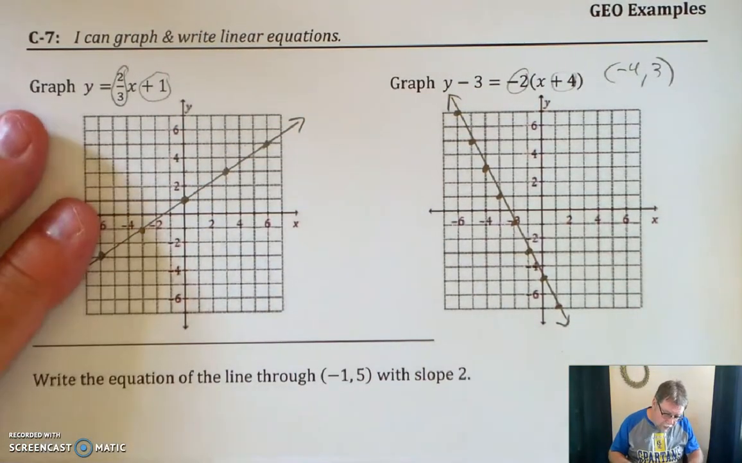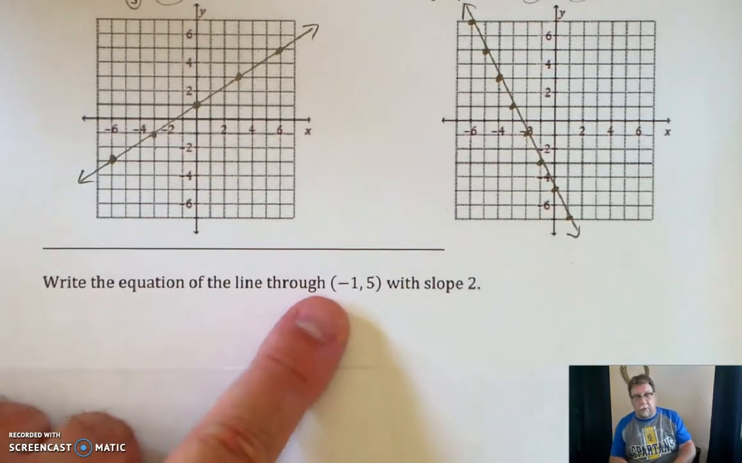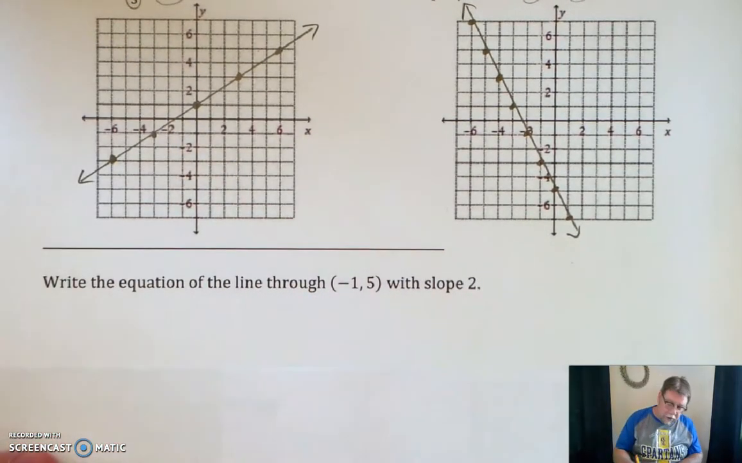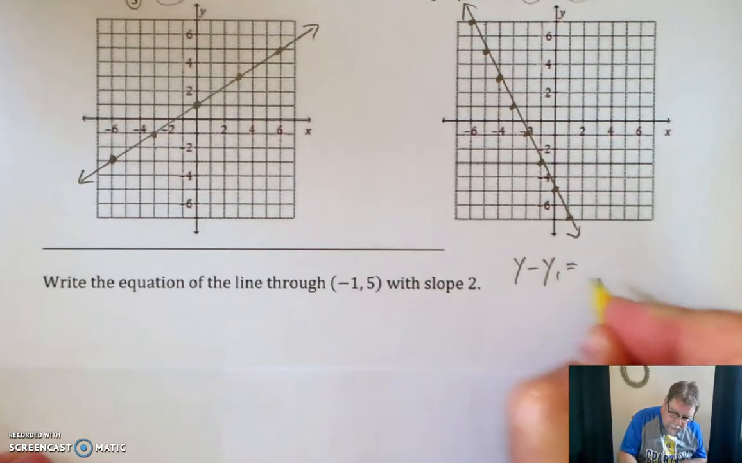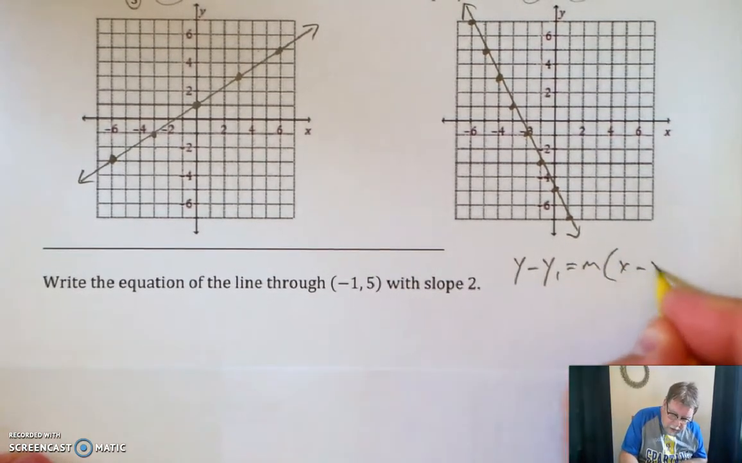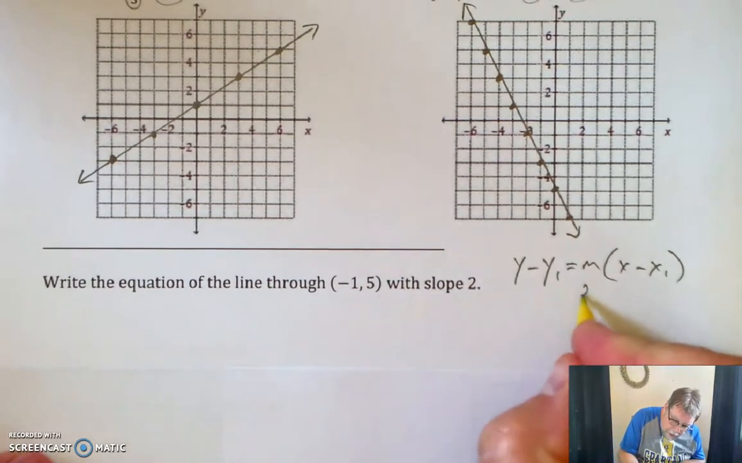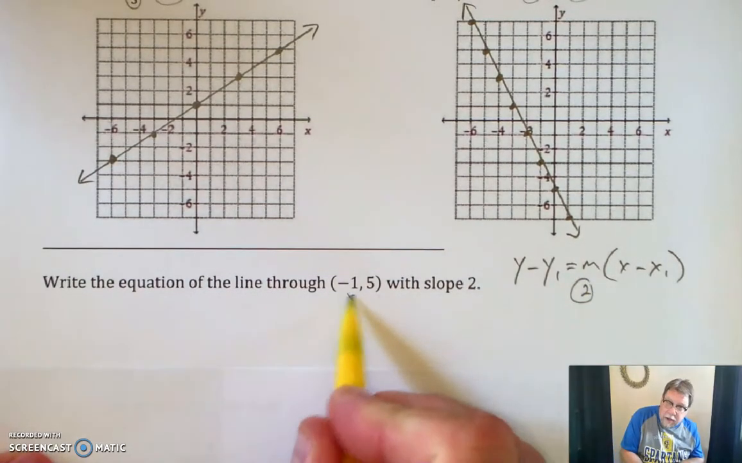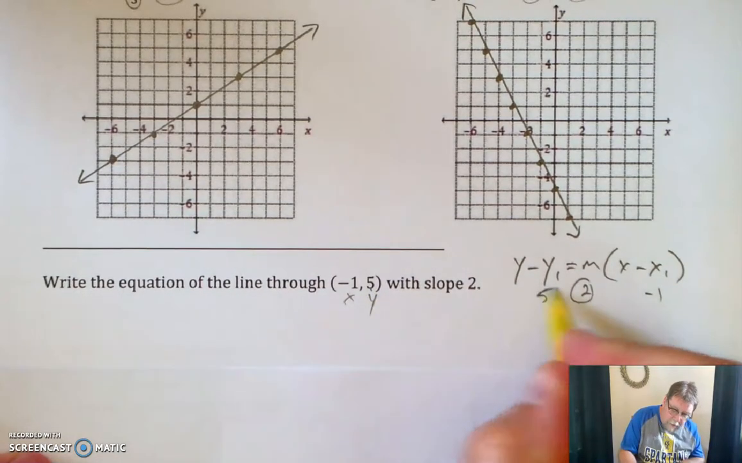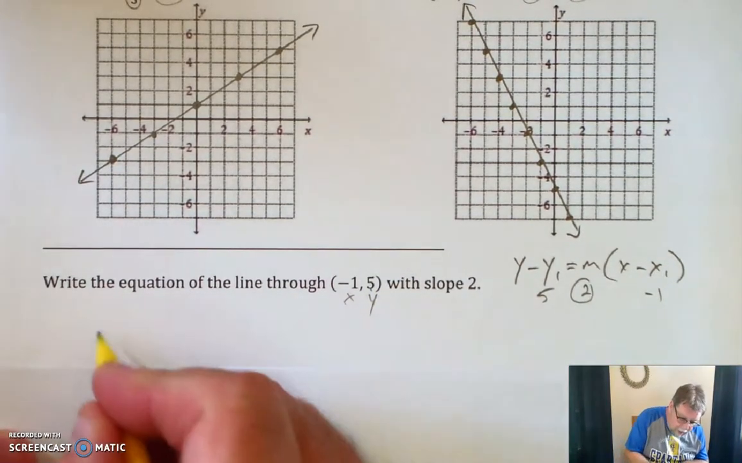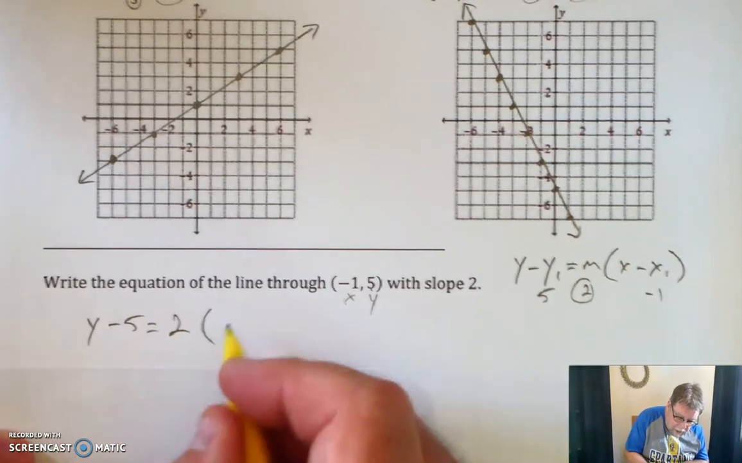Let's do one more quick example. Write the equation of the line that goes through this point with a slope of 2. We will use the point slope form, which is this, and we will simply put the slope is 2, that is m, and then we have our x-coordinate, which would be -1, and our y-coordinate, which would be 5. And we would write that equation as y minus 5 equals 2 times x.